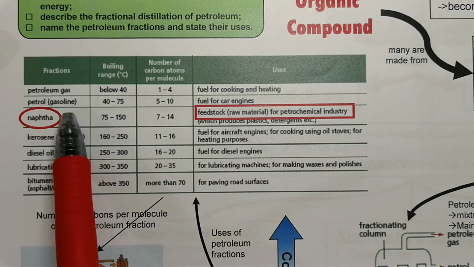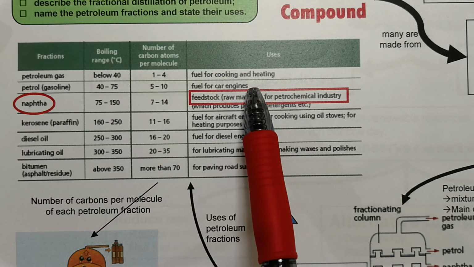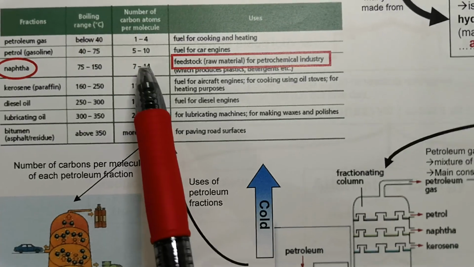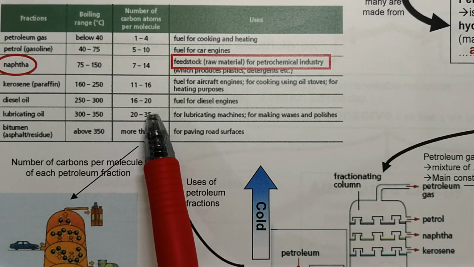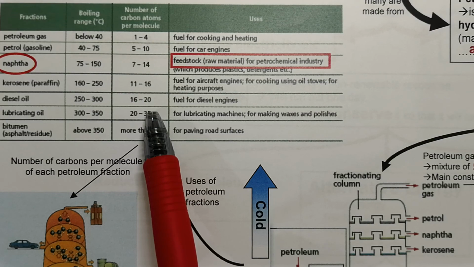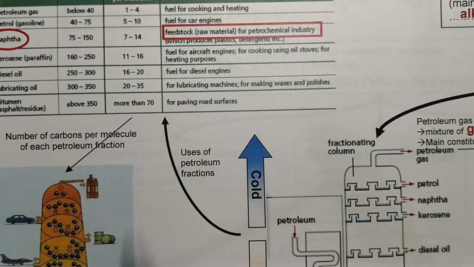Then after that, petrol or the gasoline, 5 to 10 carbon atoms. It is for car engine. And then as you go down, the number of carbon atoms increases. As the number of carbon atoms increases, boiling point increases as well. Okay.